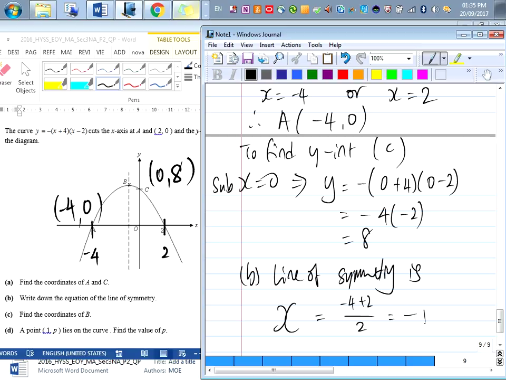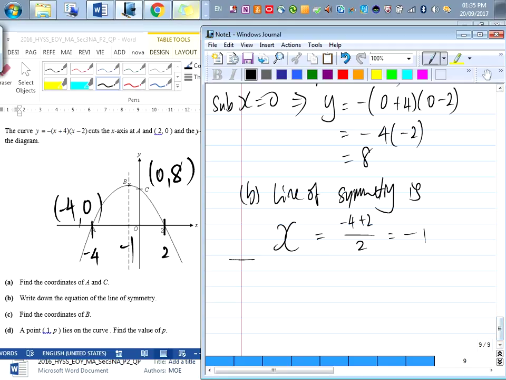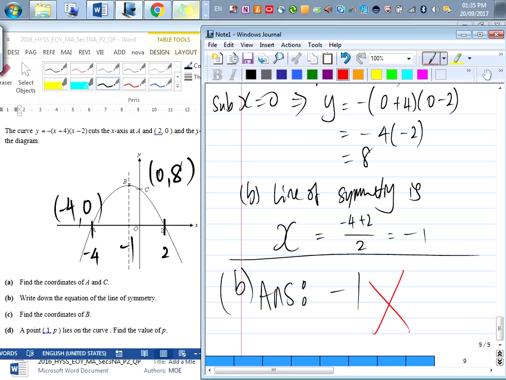Some of you are very visual. Maybe your art is very good. You are very good at visualizing things. You look at this and you know that, hey, this is negative 1. Then you see that it is 1 mark only. So you go and write down your answer for B as negative 1. Then you're very happy with yourself. Then I will give you a wrong. What is wrong with this? Negative 1 is a number. It is not an equation. It is not a line. So you need to write down x equals to, then you will get the mark.